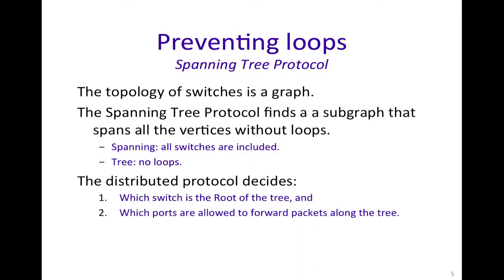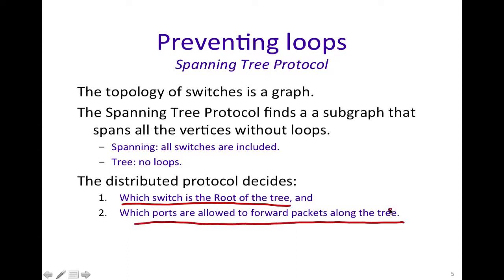So, preventing loops. The spanning tree protocol is going to start by recognizing that the topology of switches is a graph, and we've seen many examples of these before. The spanning tree protocol is going to find a subgraph that spans all of the vertices, all of the switches, without creating any loops. It's a spanning tree. The distributed protocol is going to run across all of these switches, and it's going to start by deciding which switch is the root of the single spanning tree that it's going to create, and then which ports are allowed to forward packets along the tree.